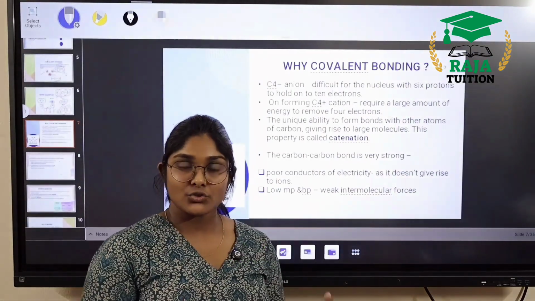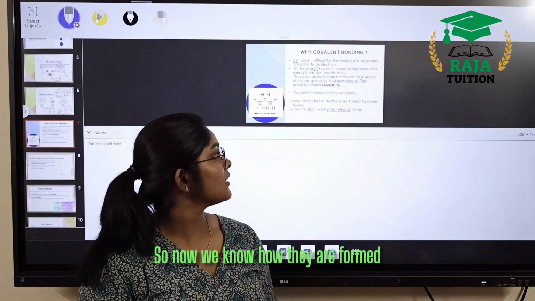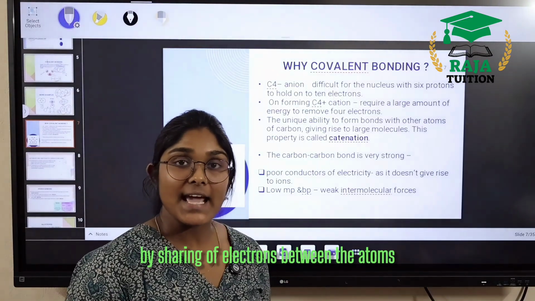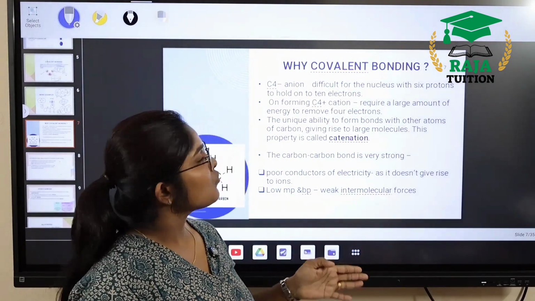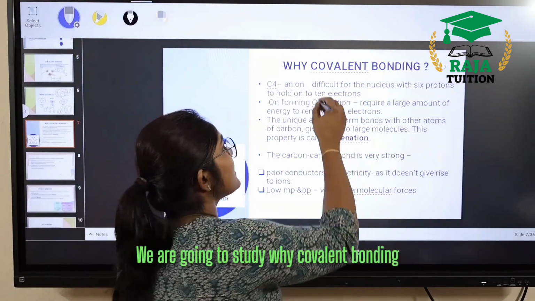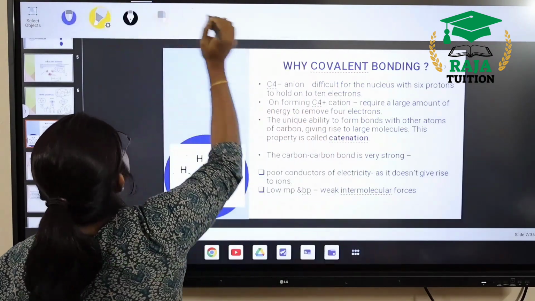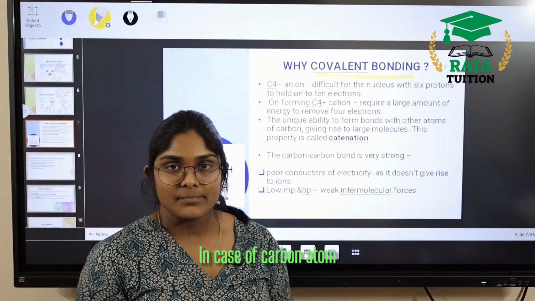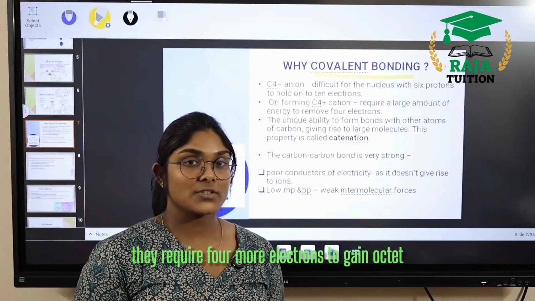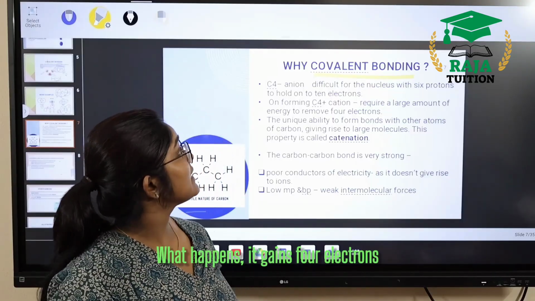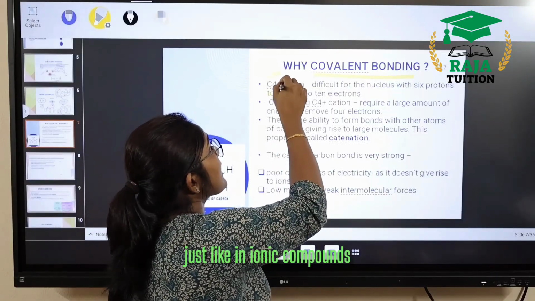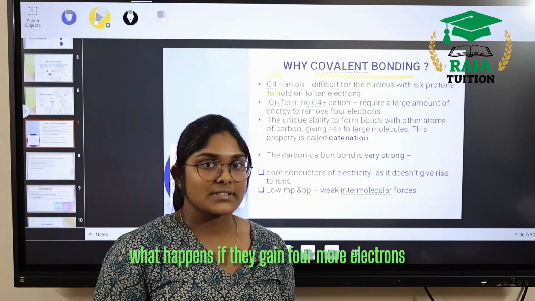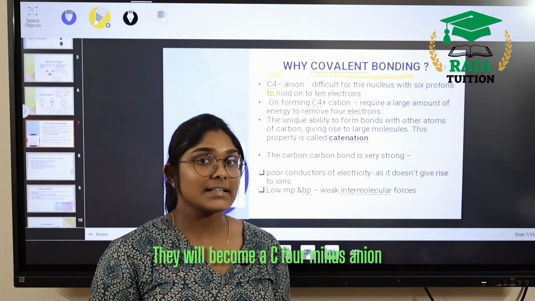Covalent bonding. So now we know how they are formed. They are formed by sharing of electrons between the atoms. So why covalent bonding? We are going to study why covalent bonding. In case of carbon atom, they require 4 more electrons to reach an octet. What happens if it gains 4 electrons, just like in ionic compounds? They will become a C4 minus anion.